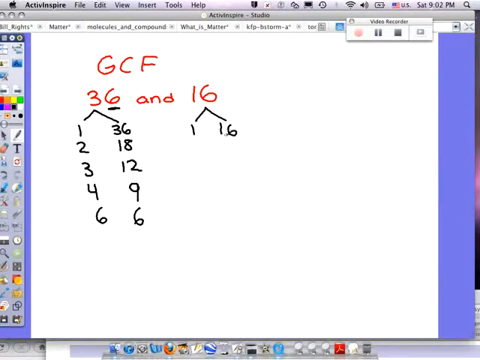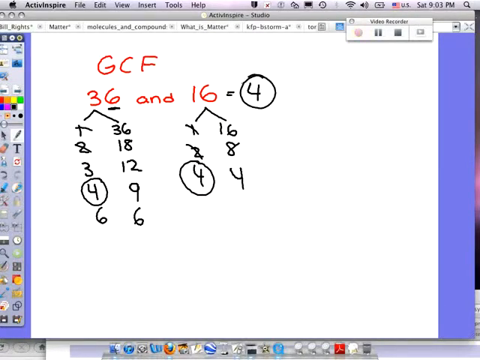1 and 16, 2 and 8. 3 times 5 is 15, not 16. Does 4? Yes, 4 times 4. And the largest one that they have in common, well, they both have a 1. They both have a 2. Do they have an 8? No. 16? No. But they both have a 4. So the greatest common factor of 36 and 16 is in fact 4.